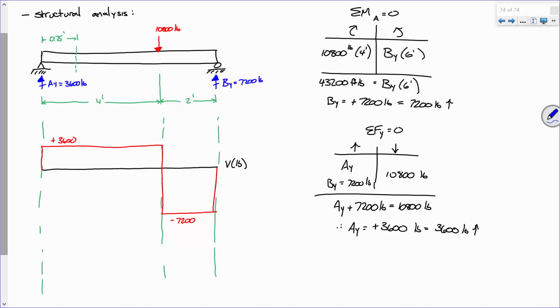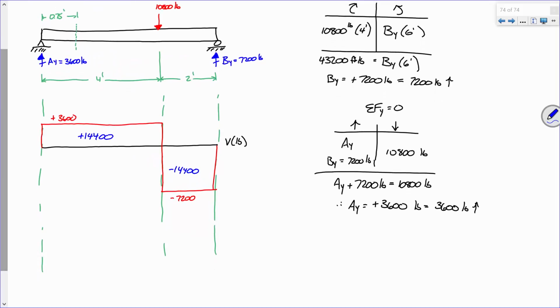Areas. What's the area under the curves? 3,600 times 4, right? Big number. What about this one? 7,200 times 2? There you go. Good, right? We want those to be equal. Oh, no. Let me drop this down a little bit.